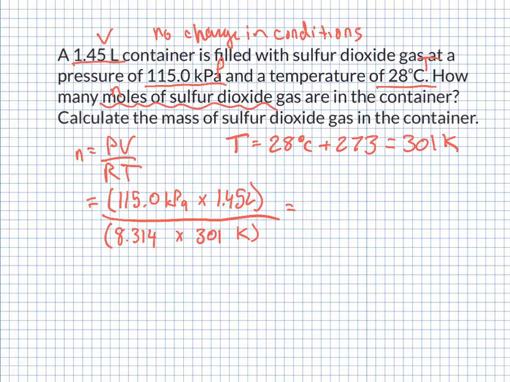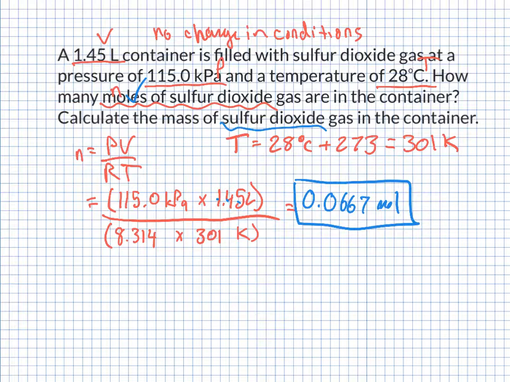Pretty much this gives me 3 significant figures. So when I do that in my calculator, 0.0667 moles is my answer. That's how many moles we've got. And then it asks, calculate the mass in the container. So sulfur dioxide: sulfur is going to be S. Dioxide means O2. So this is a straight moles to mass problem. It's one step, but I need the molar mass.